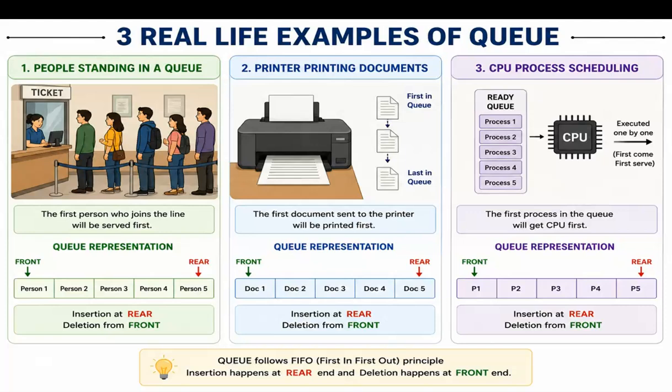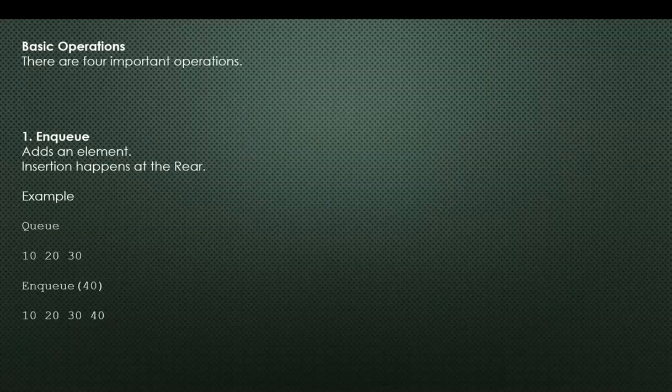The third shows CPU scheduling. Several processes wait in a ready queue and the CPU executes them according to the scheduling policy, which is first in, first out, or first come, first serve. The basic queue concept is still widely used. All these examples follow one common rule, which is first in, first out, that is queue. So all these are classical examples of a queue.